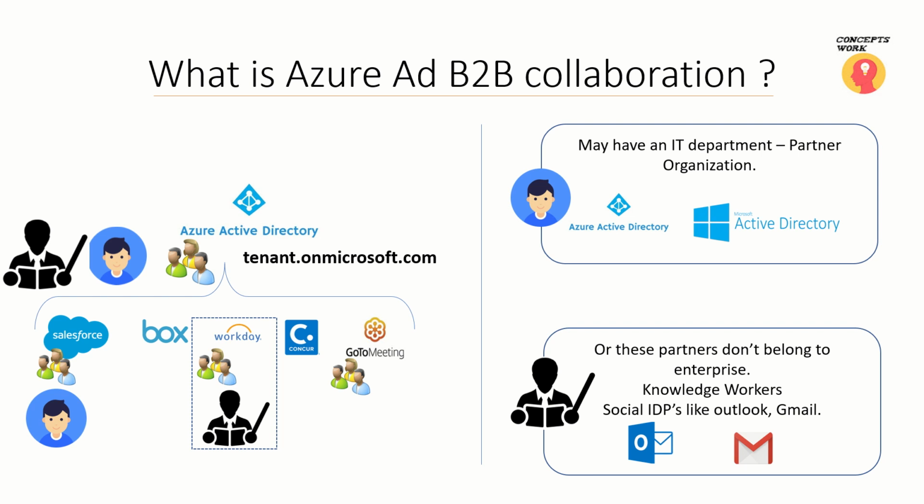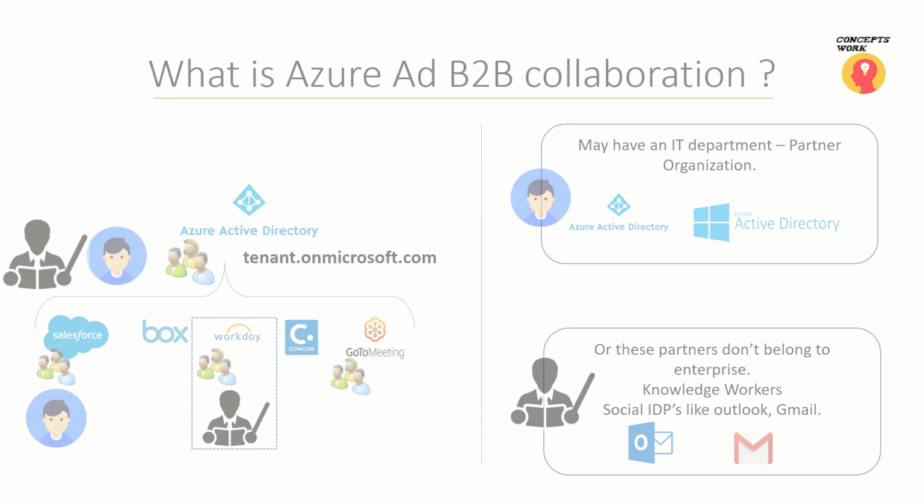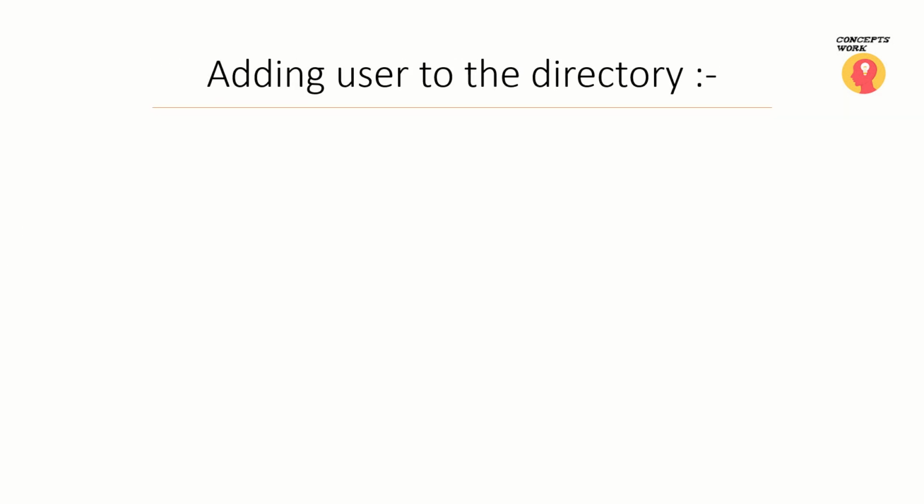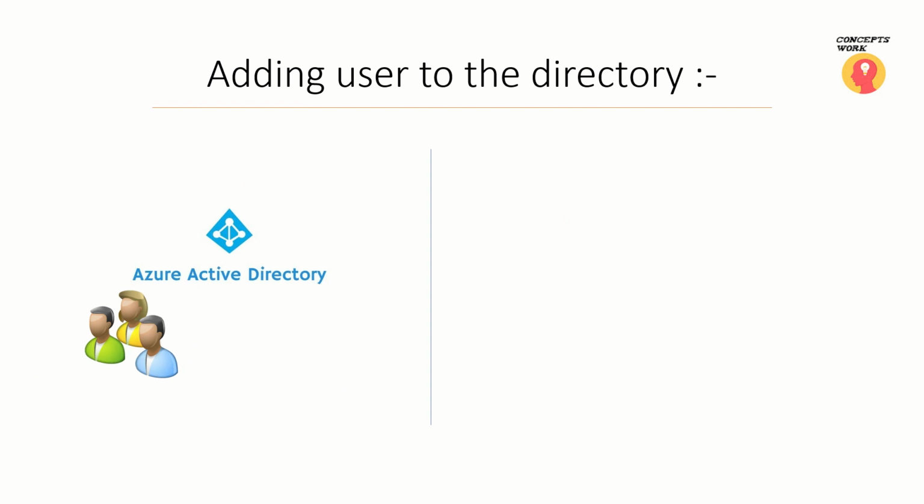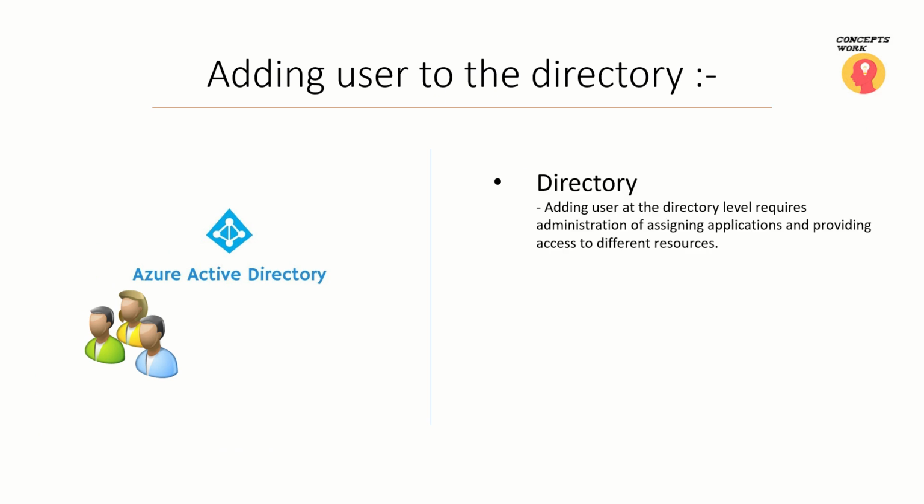Now, let's move on to the second point: how users are added. Adding a user in your directory is possible at three different levels, and the very first one is the directory. That means you're going to add a user directly at the directory level, and then you're going to provision different applications or provide access to different resources depending upon the guest user that you have added.